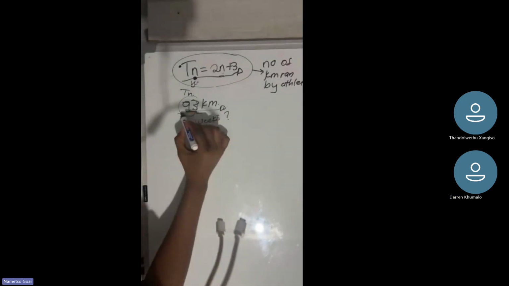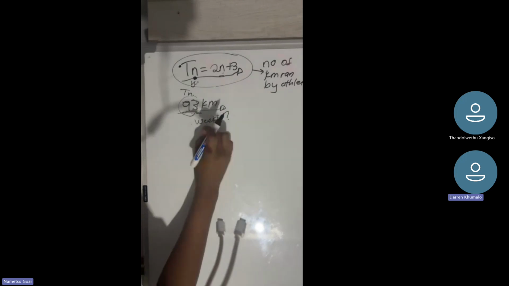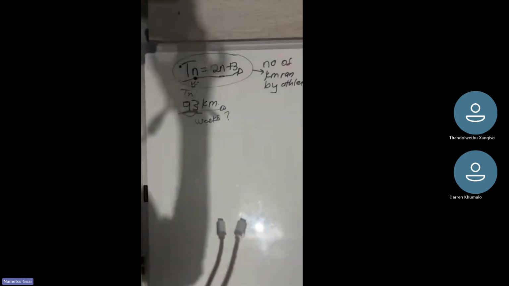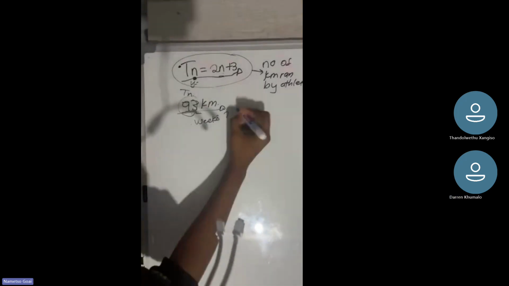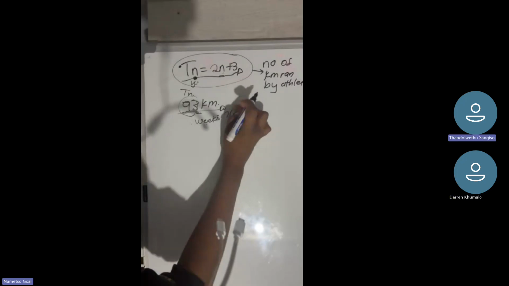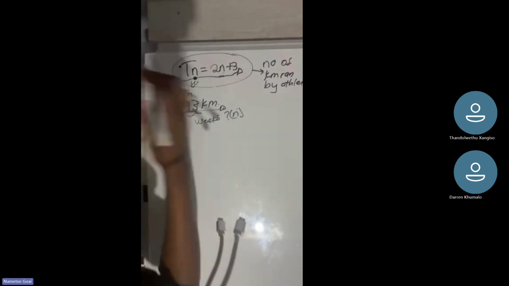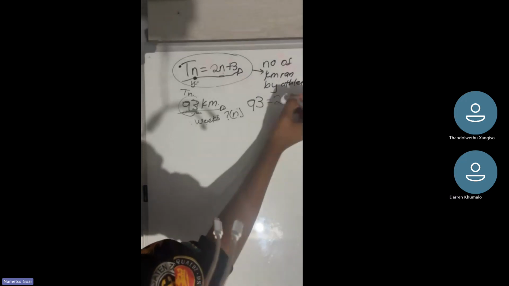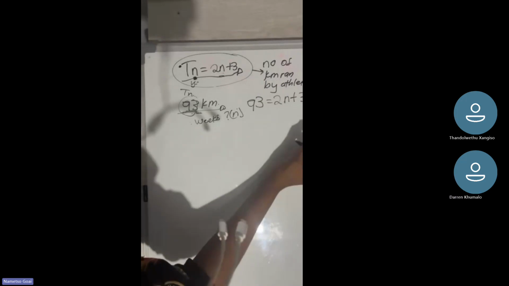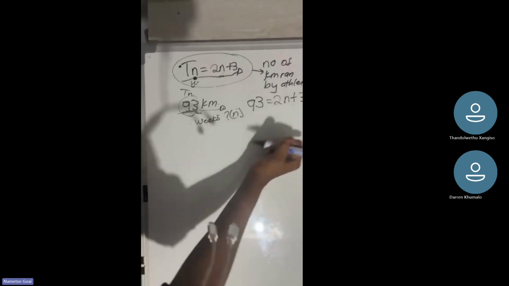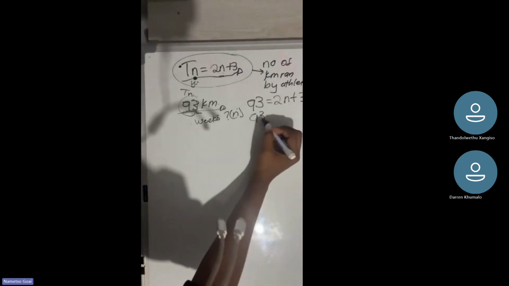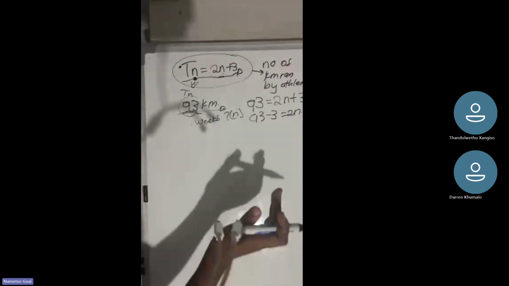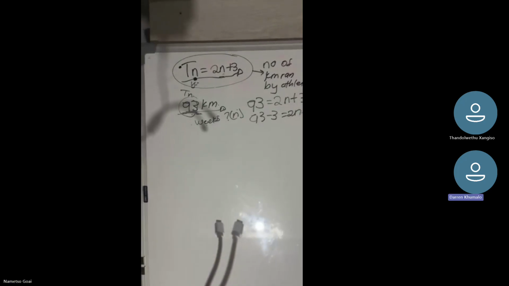So now they're telling us that he ran 93 kilometers and they just want the number of weeks, which means that the number of weeks will just be our n, right? So over here, you're just going to substitute. In place of Tn, we're going to say 93 equals 2n plus 3. Then we're going to transpose the 3 to this side. So we're going to have 93 minus 3 equals 2n.